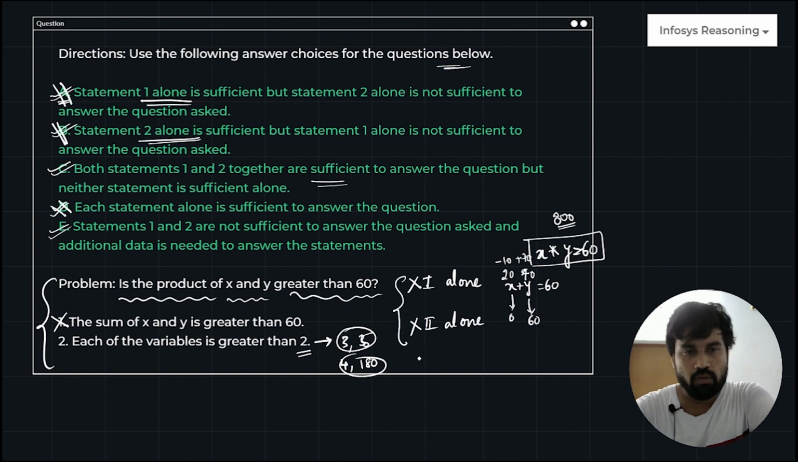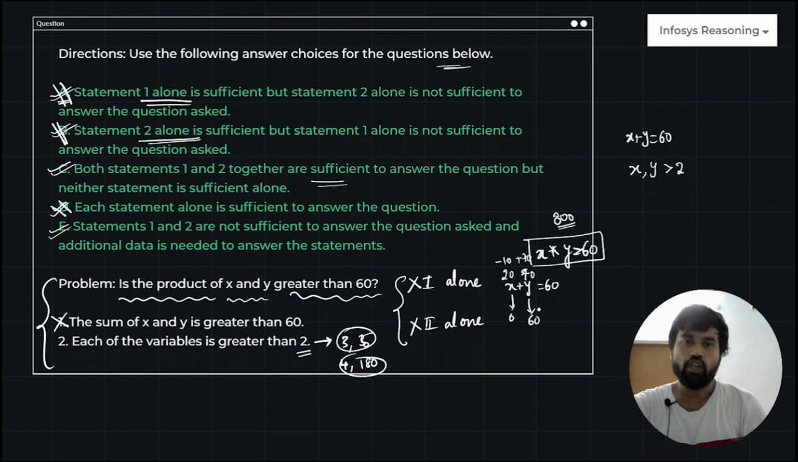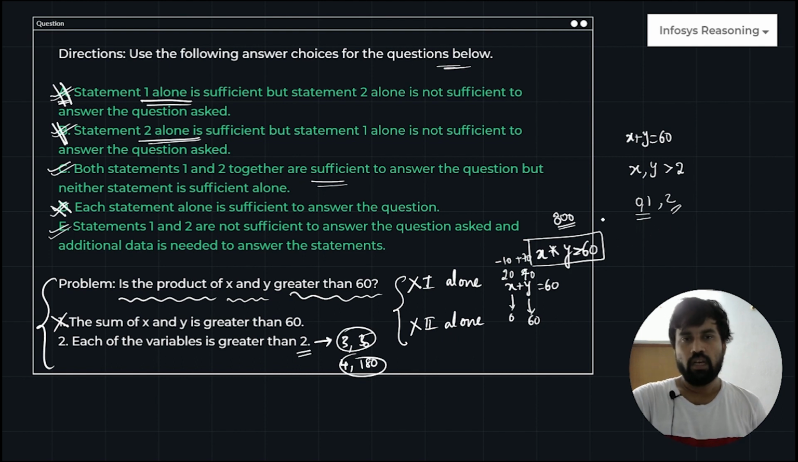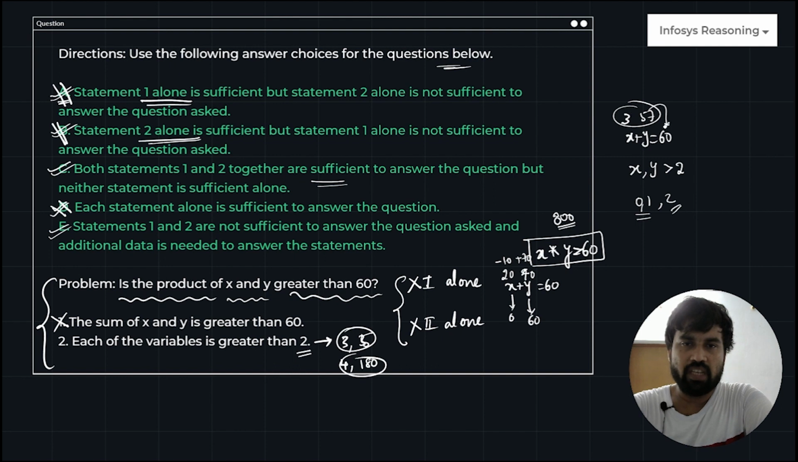Join these two together. So I know x plus y is equal to 60 from the first statement, and from the second statement x and y must be greater than 2. So greater than 2 means you need to choose a positive number every time, and you can't choose 0 or 1 also. So you have to start with at least 3. You don't have to choose 2 also. Right, at least 3 I am taking, x value 3, and y value I am taking, for example, it will be remaining 57, right? So 3 57s are obviously more than 60.